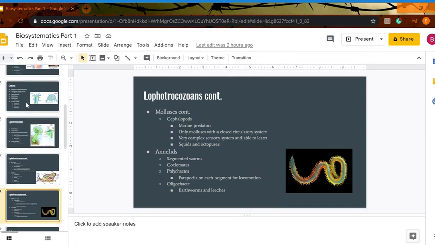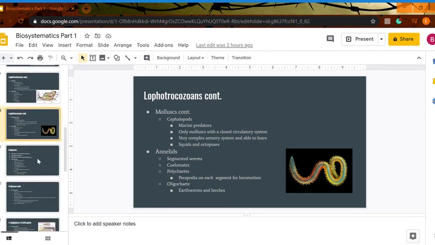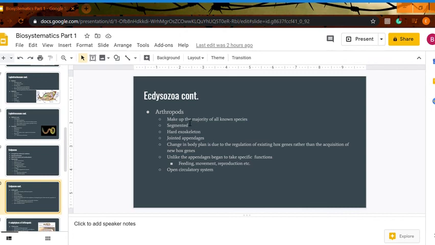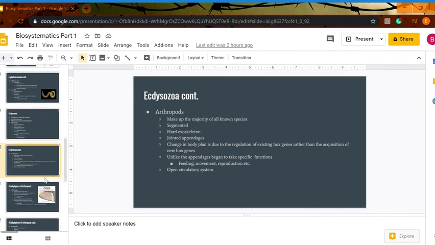And everything from Lophotrochozoans and beyond are all triploblastic because in order to have a coelom or pseudocoelom, you have to have a mesoderm. Ecdysozoa, you have your nematodes, these are pseudocoelomates, and your arthropods, which are coelomates.